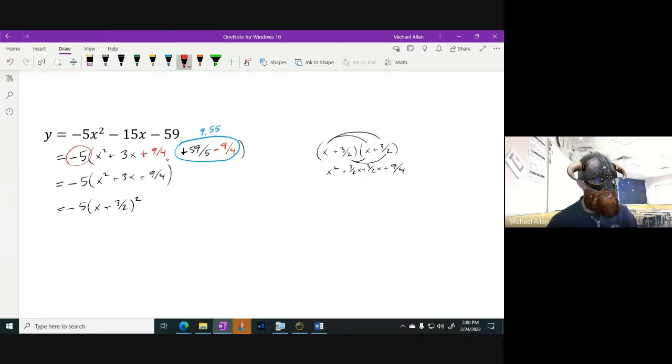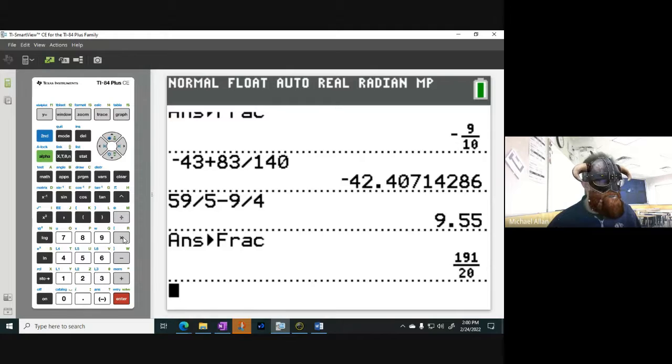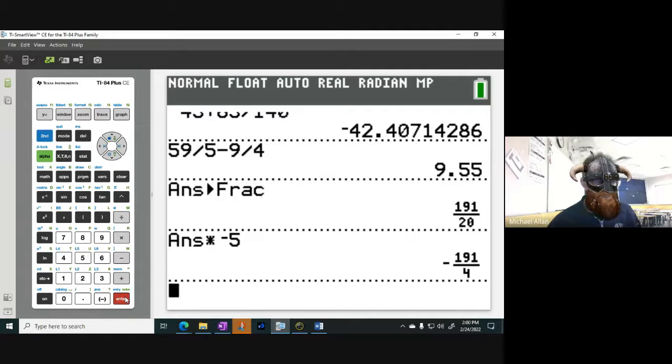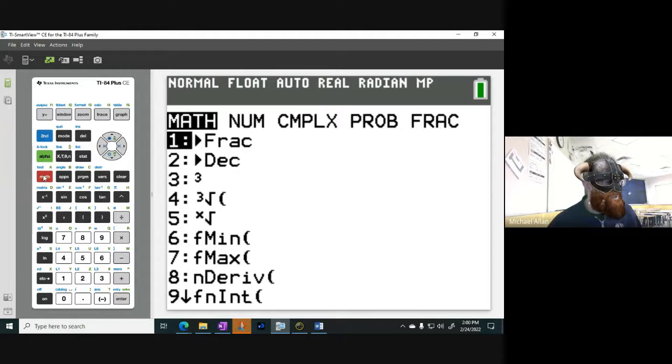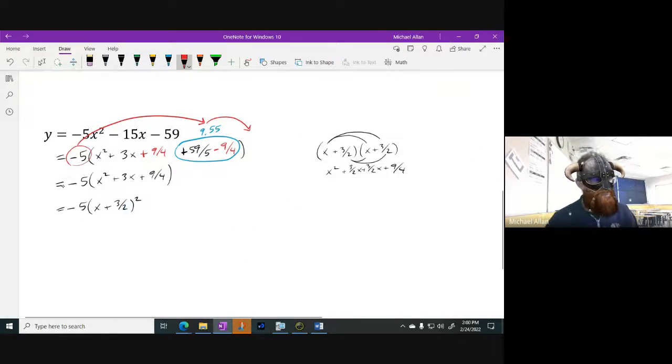So you want this bracket right here that doesn't exist. So I'm going to pop this out of the brackets. So I've got to go -5 times this number. Go back to the calculator. Times -5. It's going to leave as a fraction. You can leave it as a fraction if you want. You can change it back to a decimal. So you go to math number 2 here. This is dec. So you can change that to a decimal. So either one of these two answers works. I'm going to put the decimal, negative 47.75, because it does terminate.